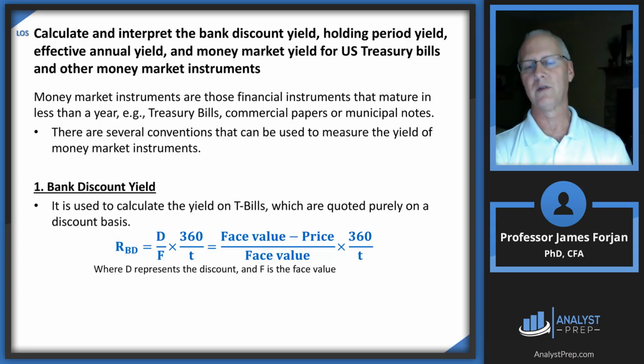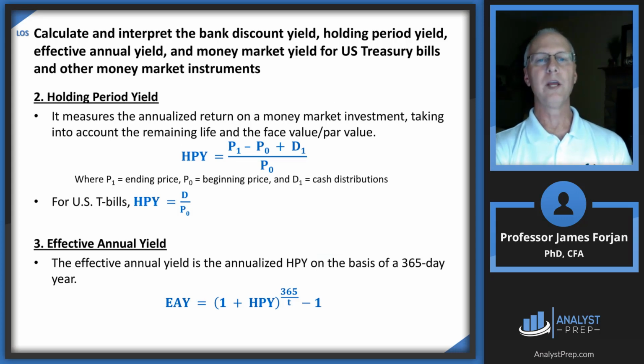And then we adjust it for time. The holding period yield is exactly like what we just did back in the holding period return, and it has the same formula. Holding period yield is now the term when we're relating it to money market securities. The effective annual yield, and I warned you about this before: if the holding period return, or in this case the holding period yield, is less than a year, we have to annualize it. That's what the effective annual yield is, and notice that we use a 365-day year.